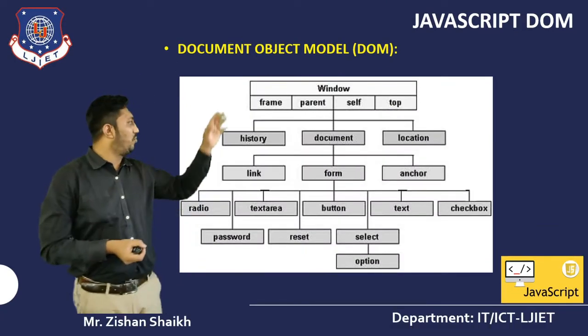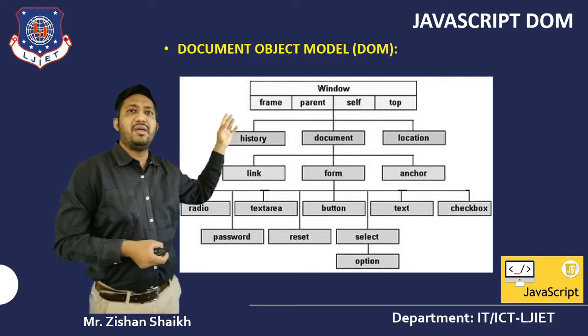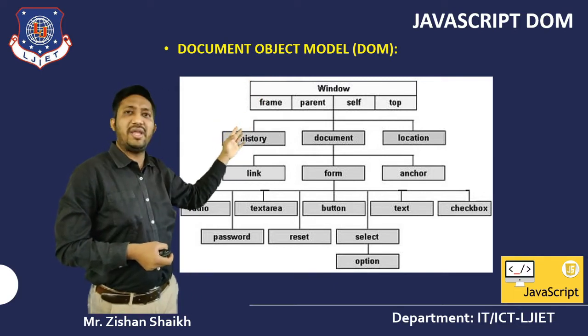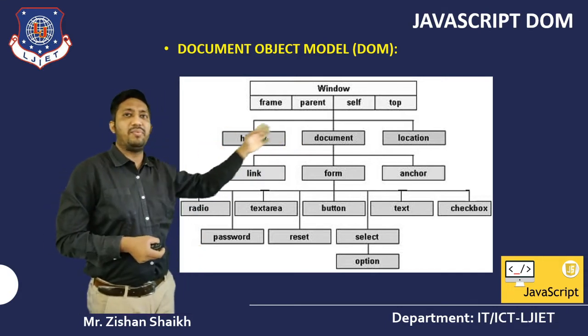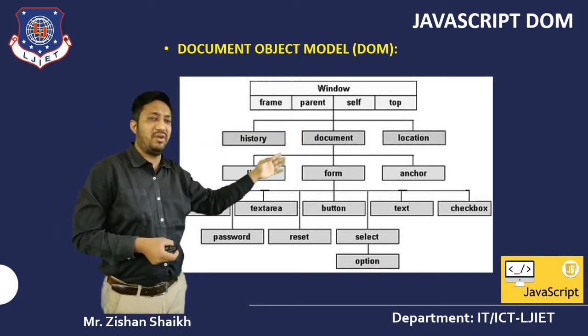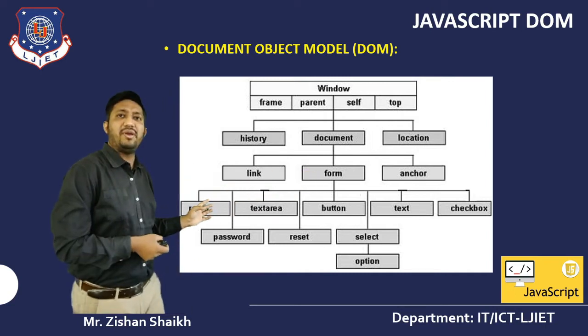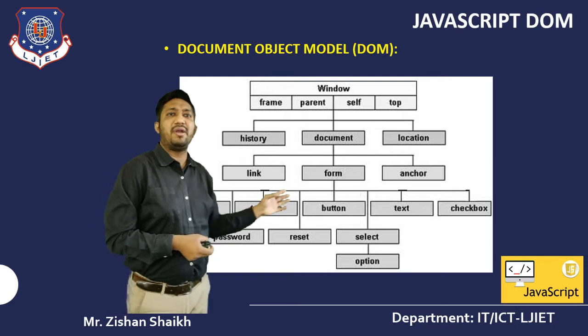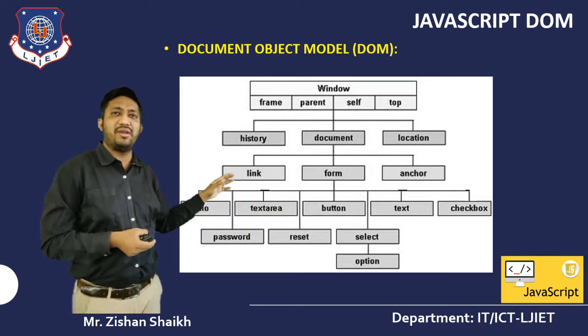So for that, there is one root hierarchy here. You can see that at the top is the window, and from the window we take the document as a child. From the document we write the form, and the form has different children, which will be the button, text field, checkbox and so on. So from this hierarchy you can understand it easily.